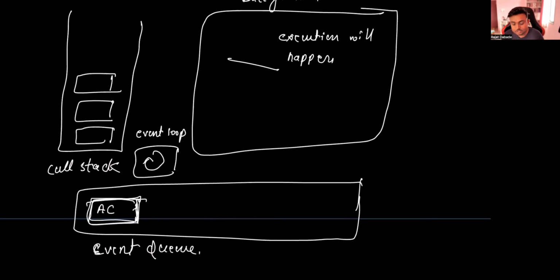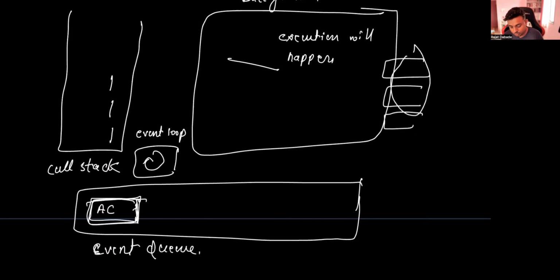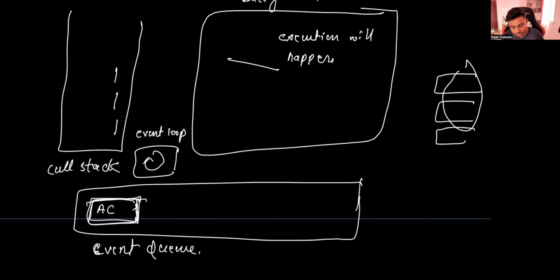Now the call stack is being filled by three processes, as you can see over here. It will not check the event queue. Now let me remove this thing. Now suppose this execution has been done, this execution has been done, this execution has been done. Now my call stack is empty. Whether I'm having something in the event queue, yeah, I do have.